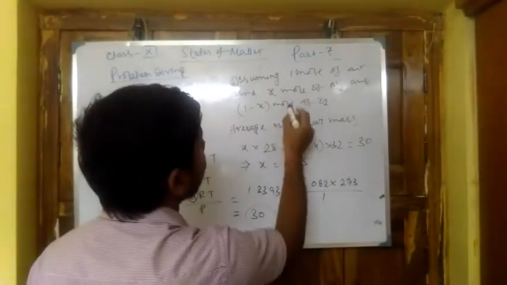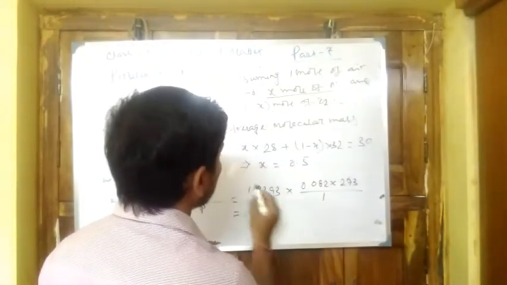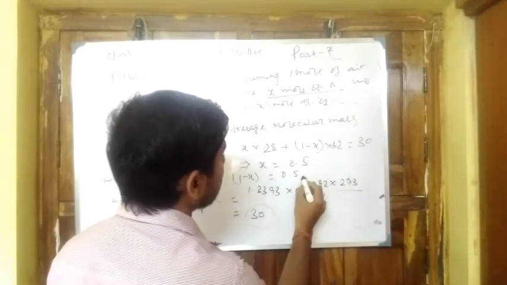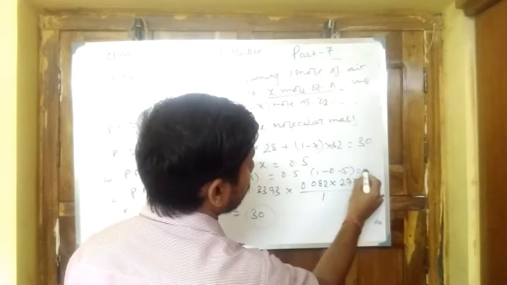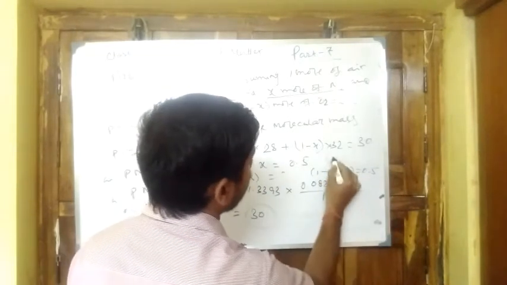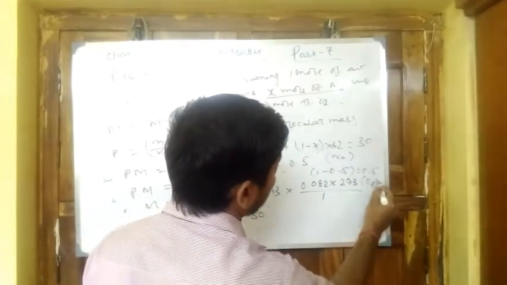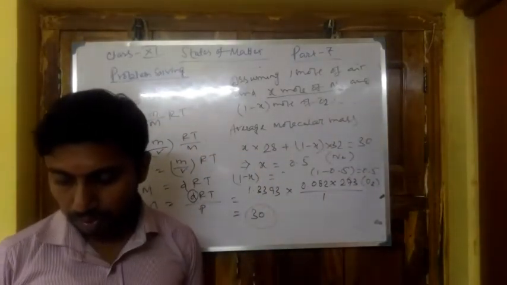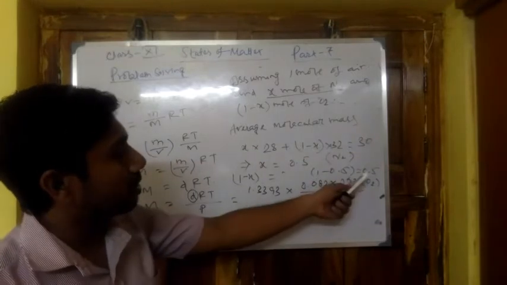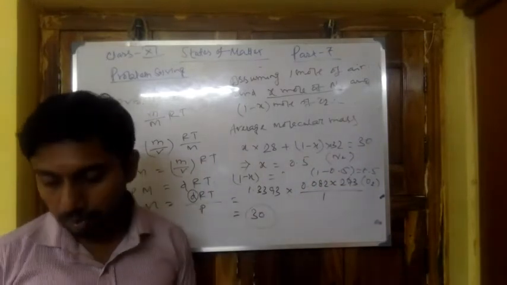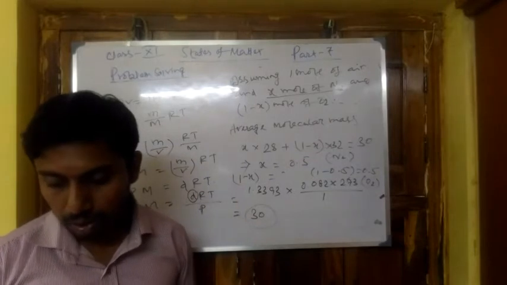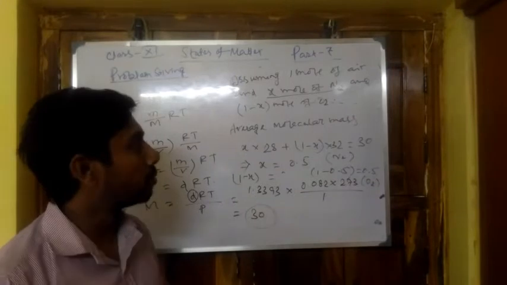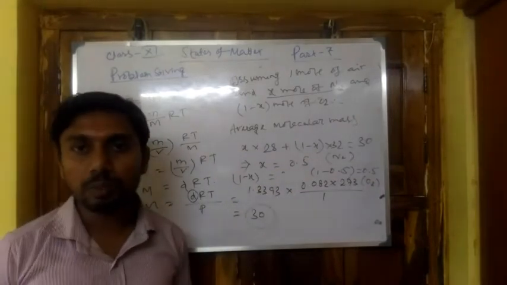So x is the mole fraction of nitrogen. So 1 minus x is 1 minus 0.5, that is 0.5. So it is the mole fraction of nitrogen and it is the mole fraction of oxygen. The first part of the question, find the mole percentage: it is half and half, 0.5 and 0.5. Next, we have to calculate the weight percentage. For calculating the weight percentage, we have to multiply the mole fraction with its molecular mass.